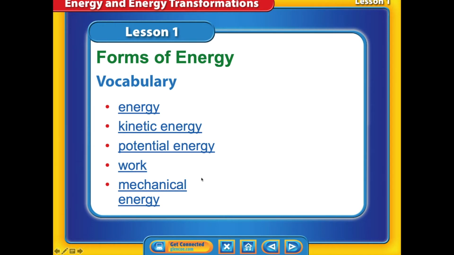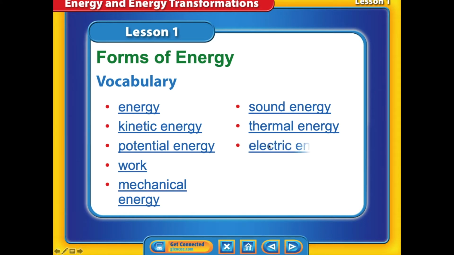And the next vocabulary word is sound energy, energy carried by sound waves. And the next word is thermal energy, the sum of the kinetic energy and the potential energy of the particles that make up an object. And the next vocabulary word is electric energy, energy carried by an electric current.